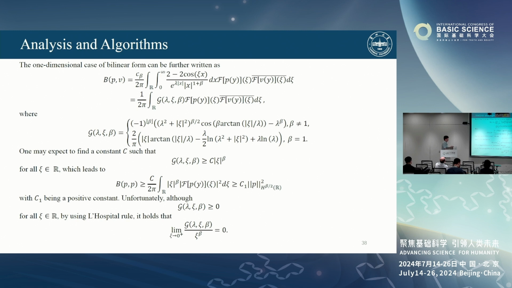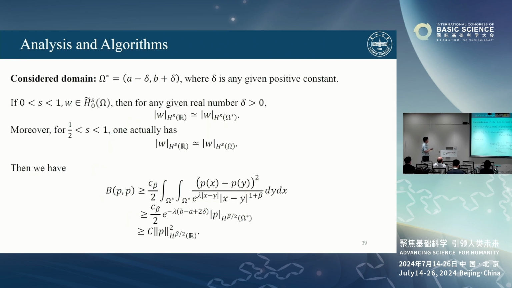We try to prove the coercivity, right? But unfortunately, we cannot get that C is strictly greater than 0 by using L'Hospital's rule. You can find this, right? That means we cannot find a C that makes it hold. So the result for the case of lambda equal to 0 cannot be simply applied to the case of lambda not equal to 0.